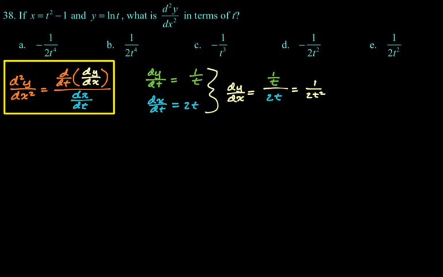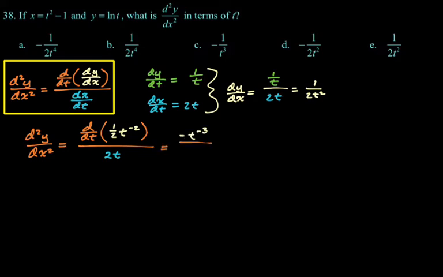So dy/dx is 1 over 2t squared. It's maybe better to write that as 1/2 times t to the negative second. All right, we need to find our second derivative, so we're just plugging into the formula. The derivative of 1/2 t to the negative second with respect to t is negative t to the negative third.